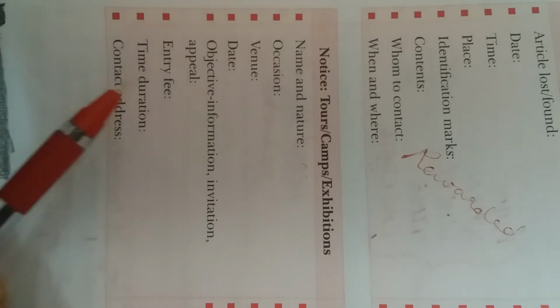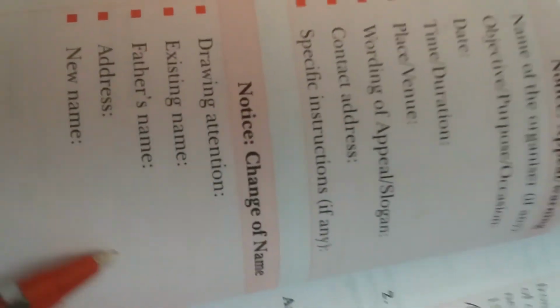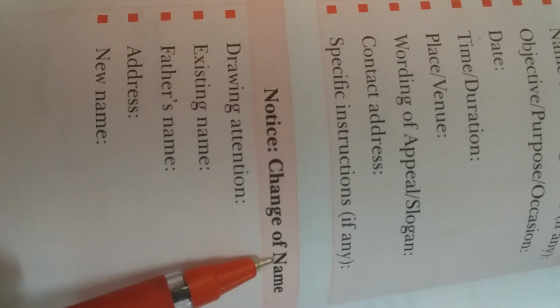the written permission. Then entry charges if there are any. Then what will be the duration of the tour, camp or exhibition? Then contact. The next type of notice is change of name.